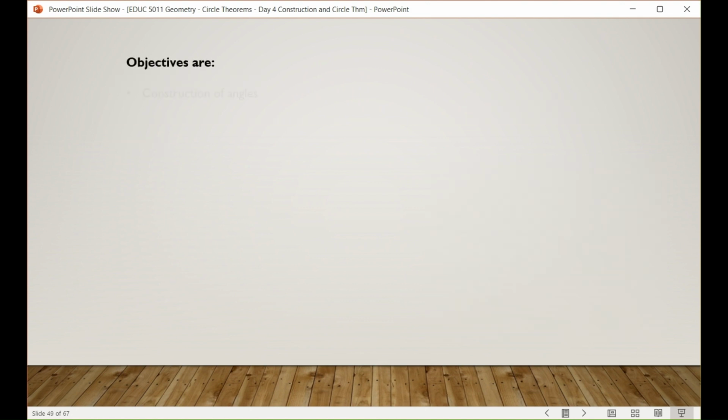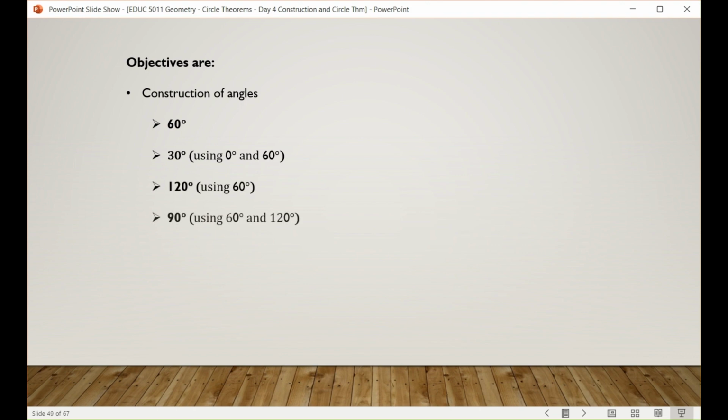The objectives are we must construct a 60 degrees, 30 degrees, and we're going to do that using the 0 degree and 60 degree line, 120 degrees using the 60 degree line, 90 degrees using the 60 and the 120 degrees, and a 45 degrees using 0 and 90.